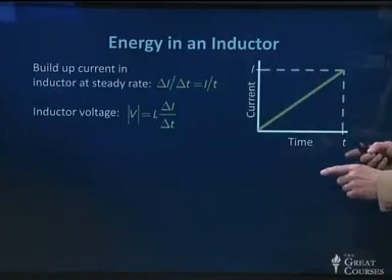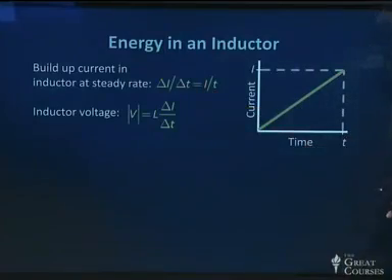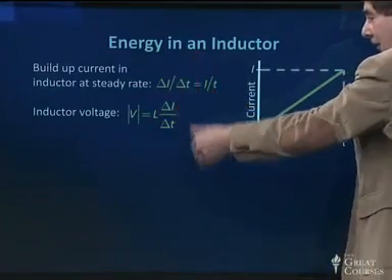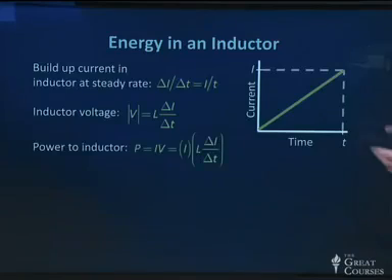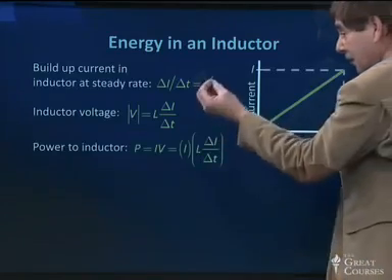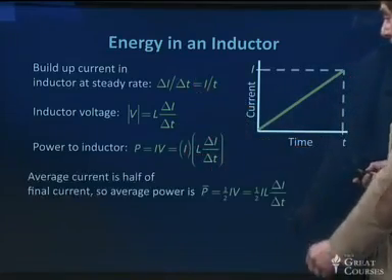So the inductor voltage we know has magnitude, again, I've put the absolute value signs because I'm not going to talk about the minus sign, the inductance times the rate of change of current, as we've seen. The power in any electrical situation is the product of the current and the voltage. So there's the current, there's the voltage, multiply them together.